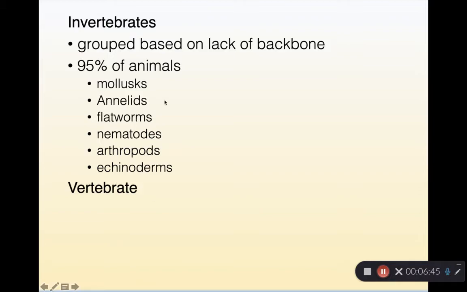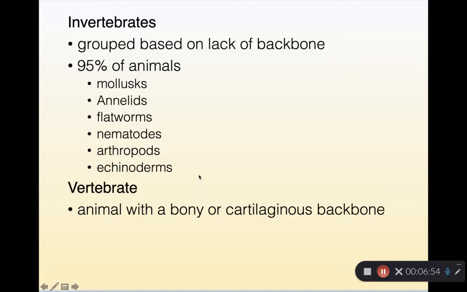Those can be broken down into mollusks, annelids, flatworms, nematodes, arthropods, and echinoderms. And then vertebrates, where we're starting to talk about chordates, are animals with a bony or cartilaginous backbone. And again, all chordates have a vertebra.